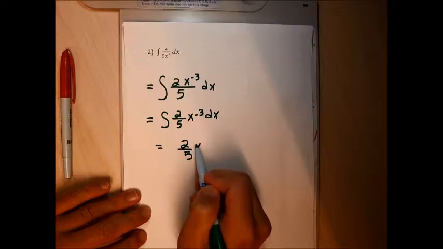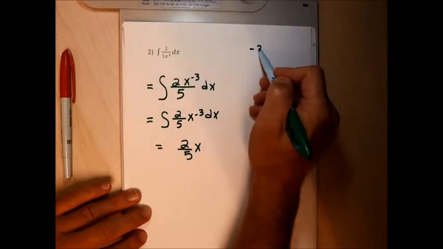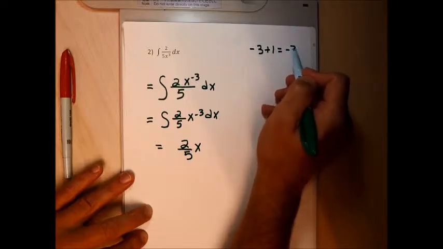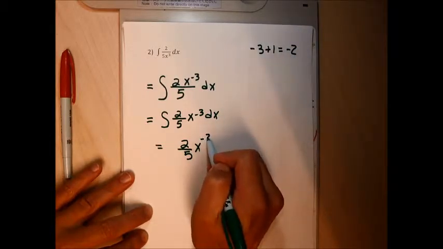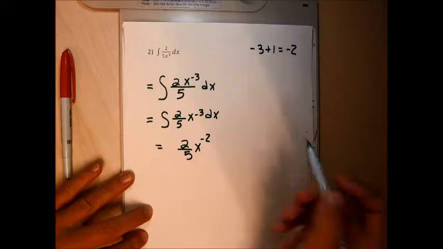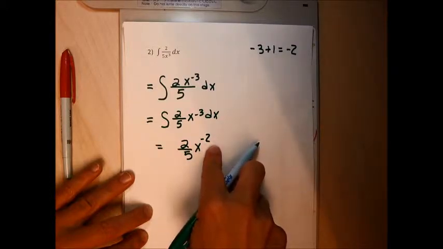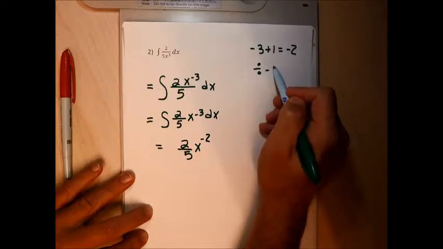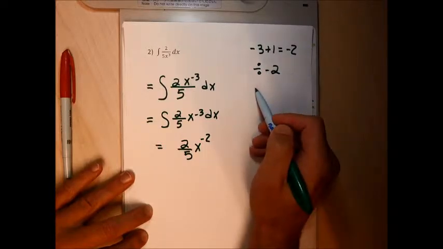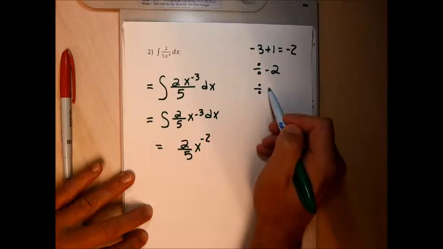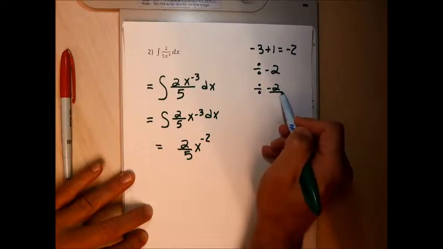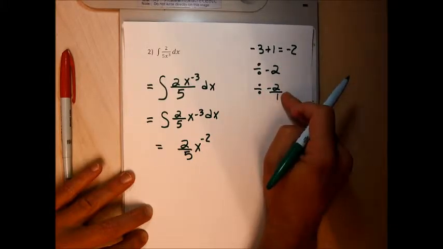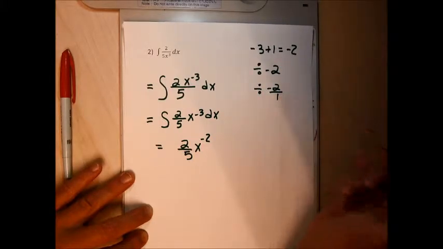So the original exponent of my x is negative 3. I'm going to add 1 to the exponent. My new exponent's going to be negative 2. And then, what I'm supposed to do is divide by negative 2. Dividing by negative 2 can be written as dividing by negative 2 over 1, because negative 2 over 1 equals negative 2.